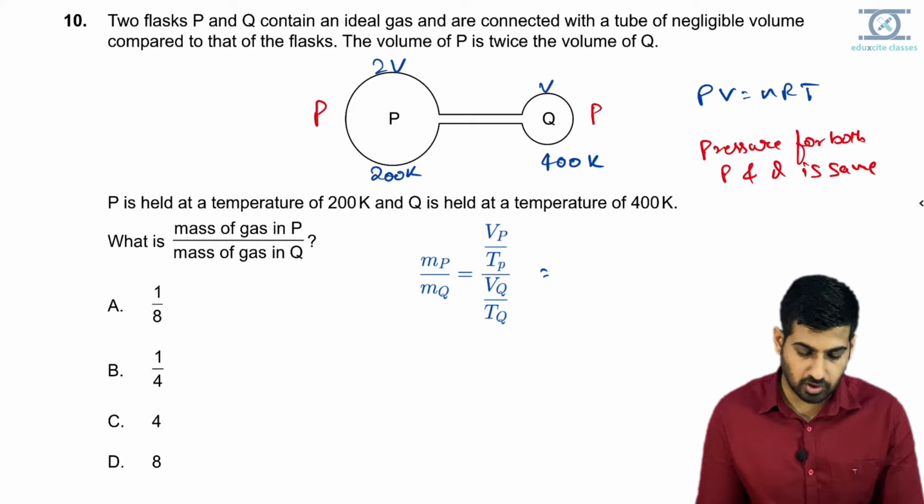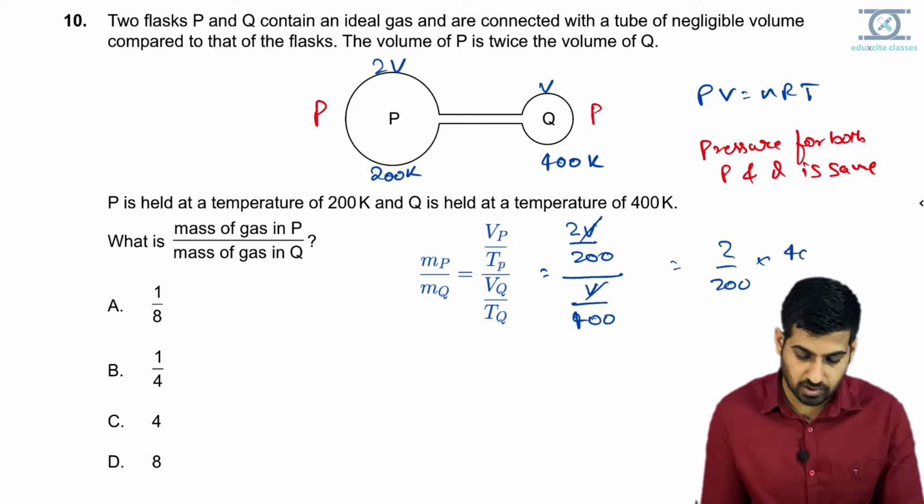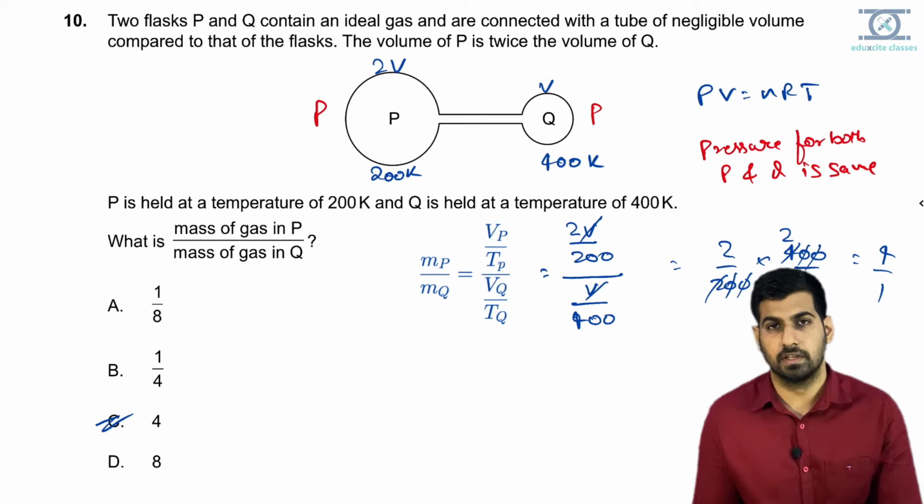The volume of P is 2V and the temperature is 200, divided by the volume of Q, taken as V, and the temperature 400. So V and V get cancelled, so 2 upon 200 times 400 upon 1, so you get 4:1. That is option C, the right answer.